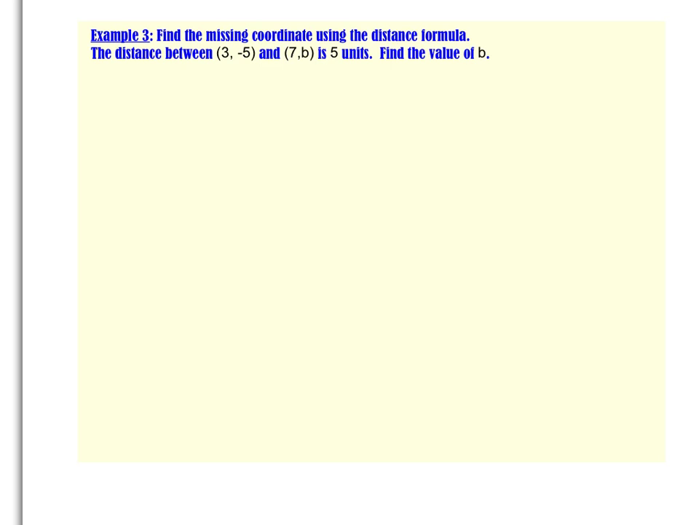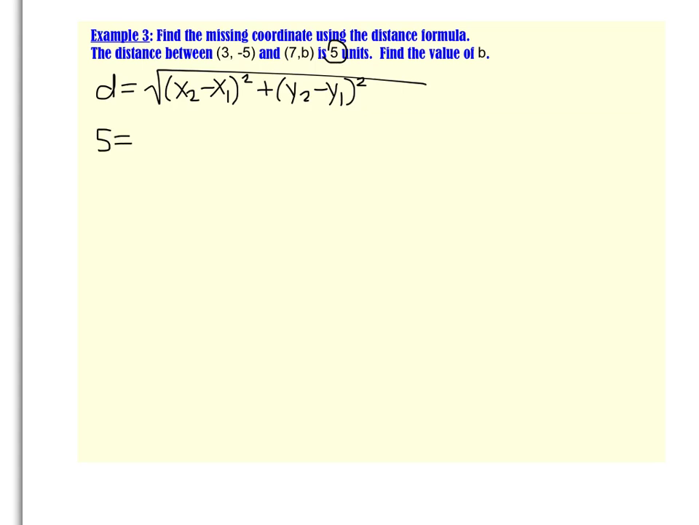Example 3, it says find the missing coordinate using the distance formula. So the problem says the distance between the point 3, -5 and 7, b is 5 units. And we're trying to find b. So let me first go ahead and write down the distance formula, since that's what we're using. So we have the difference in x coordinates, the difference in y coordinates. Let's plug in everything we're given. We're given that the distance is 5, so I'll plug in 5 for d.